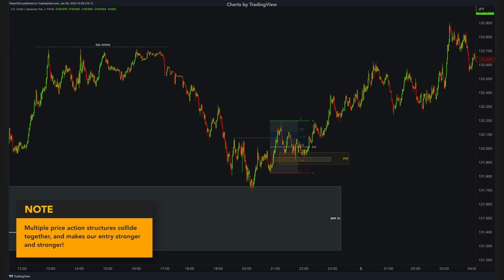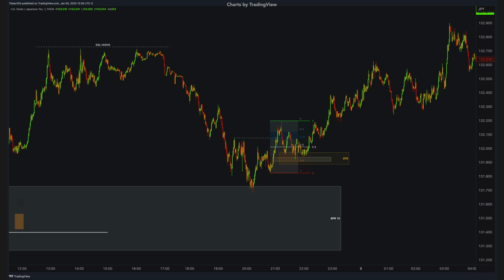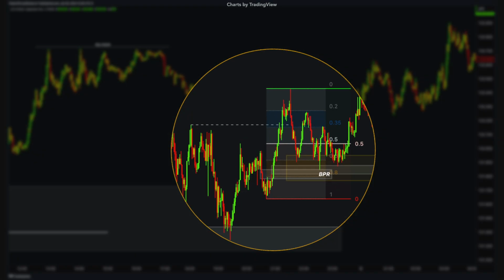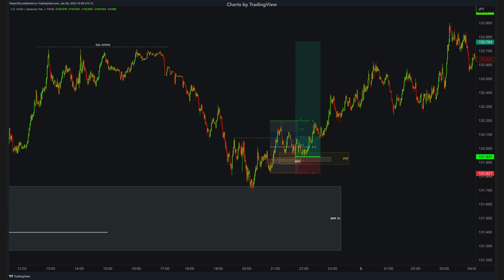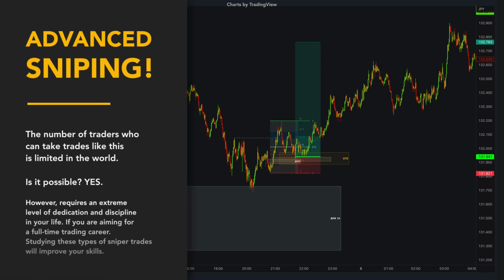However, if you look closer, you'll also notice that there is another mini BPR here, a balanced price range. Now, this would be the best sniper trading entry you can make in your entire life. However, can you make it? Can you be this precise?